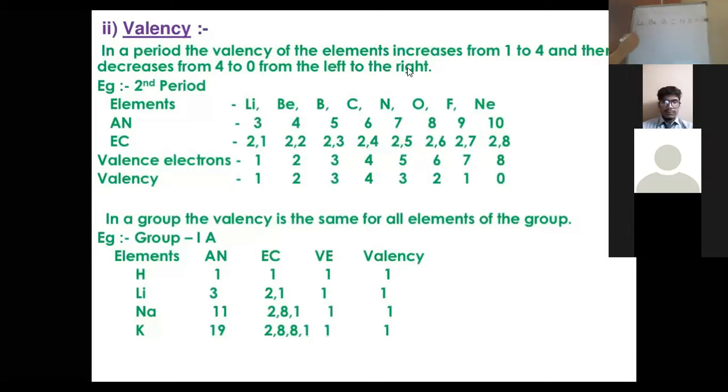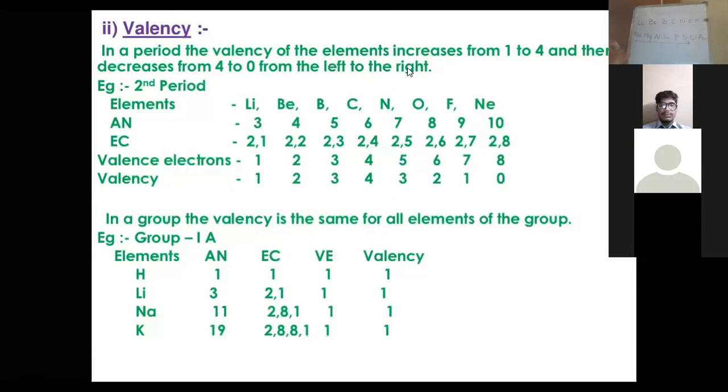Even if we move across sodium, magnesium, aluminum, silicon, phosphorus, sulfur, chlorine, and argon, right? So when we move from left to right, we talk about a period. If we move from top to bottom, we talk about a group.